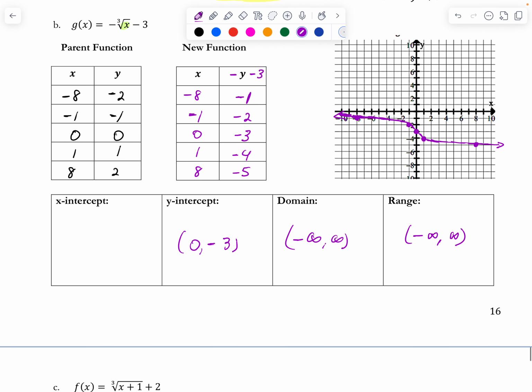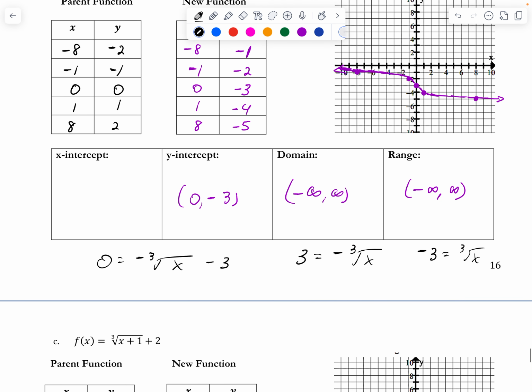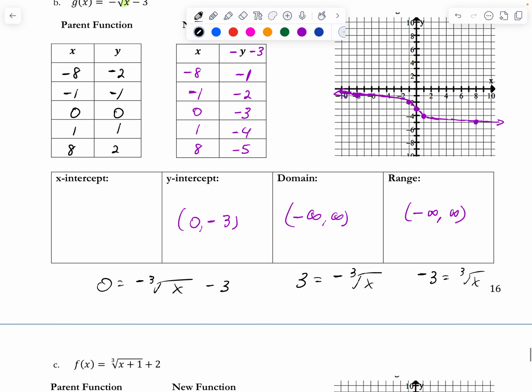The x-intercept I can solve for, setting this equal to 0. So I have 3 equals the opposite of the cube root of x. So -3 equals the cube root of x. So I'm going to cube both sides. -3 cubed is -27. So my x-intercept is -27, 0.